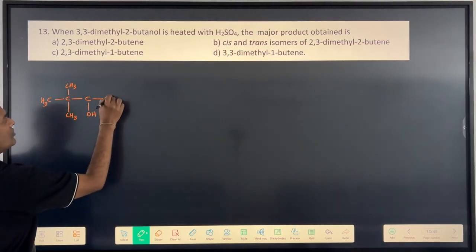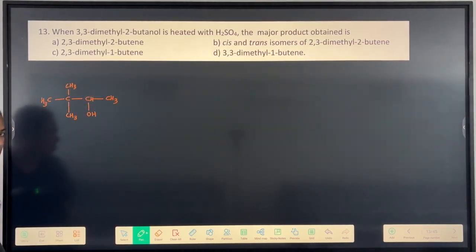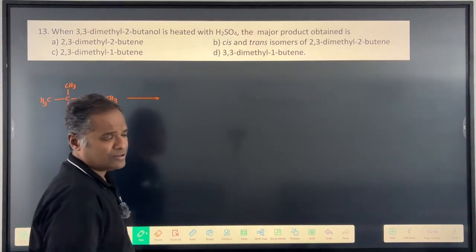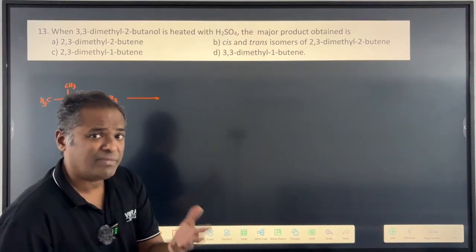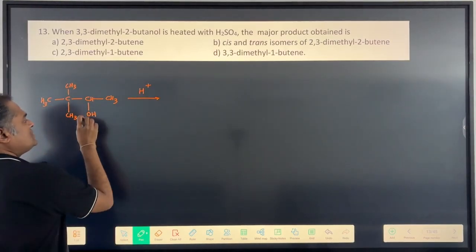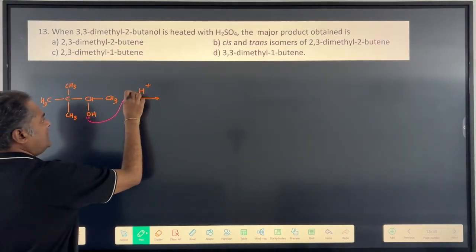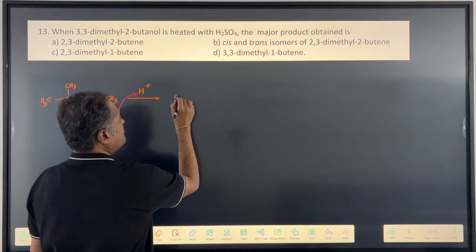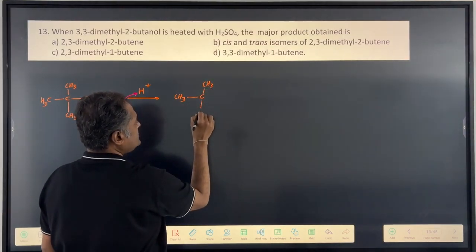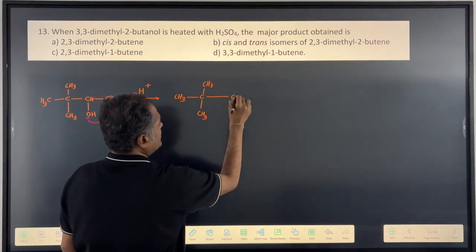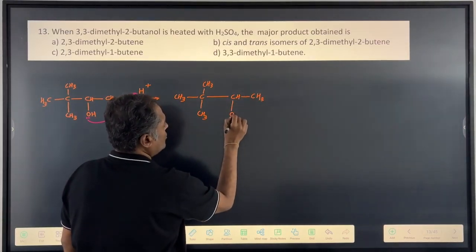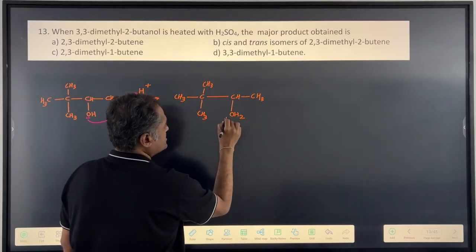Now, before we start anything, child, first of all you should know, whenever it is heated with H2SO4, obviously it's a dehydration. So when you studied dehydration, mechanism wise, the first step is nothing but a protonation. Obviously the first step is protonation. So what will happen? The protonated alcohol will be formed. So I have CH3, here CH3, here CH3, here you have CH, here you have CH3, and here you have OH2 plus, correct?